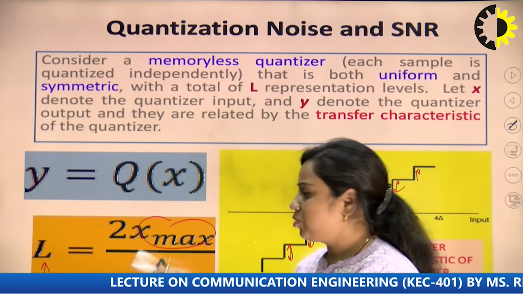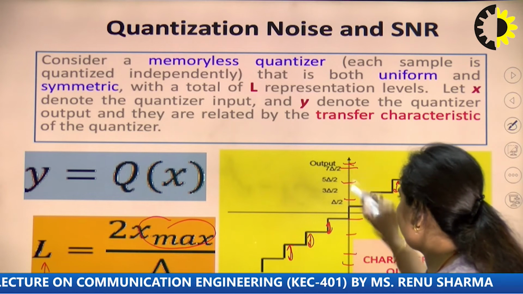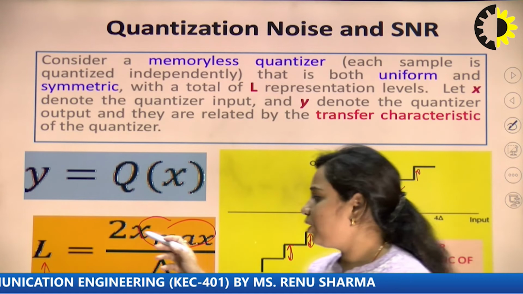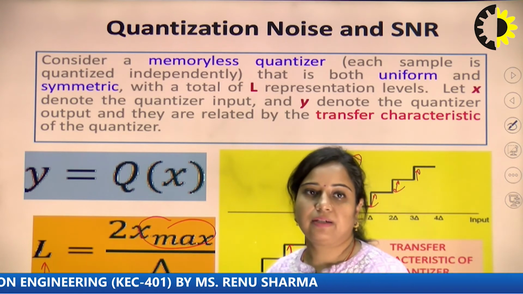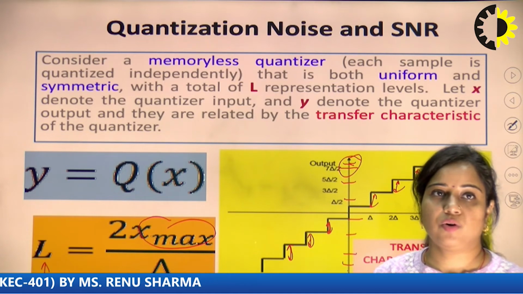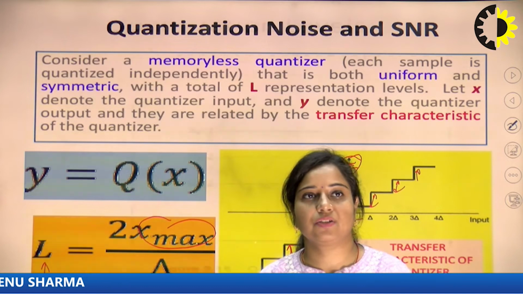What is X max? X max is the maximum amplitude of the signal. Let us say in this case it will be 5 volt, it will vary from -5 to 5. So, 5 volt will be the X max value, multiplied by 2, divided by delta. Now, delta is the step size and it will be constant in this case, because we have considered uniform quantization.